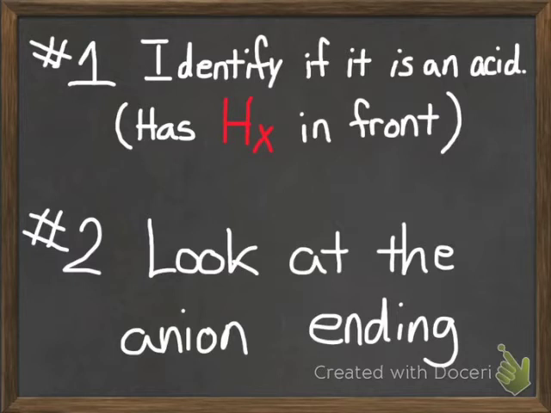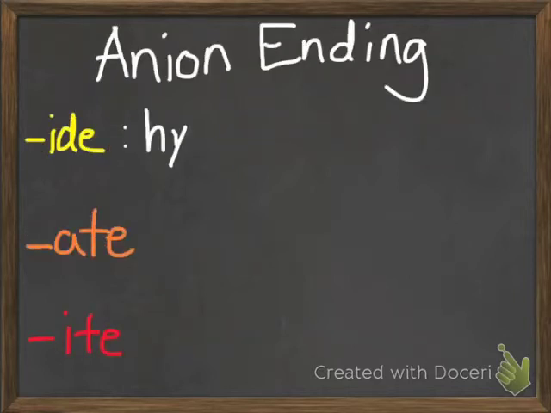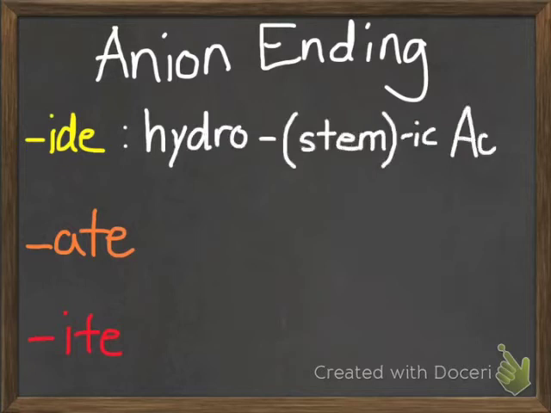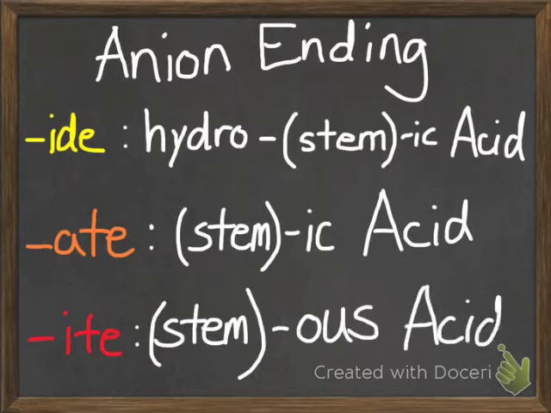The second thing we need to do is look at the anion ending. There are actually 3 ways we can name them. When the anion ends in IDE, ATE, or ITE, we're going to name these acids in different ways. When the anion involved with that acid ends in IDE, then we name it as hydro, with a stem, and then add an ic, and then acid.